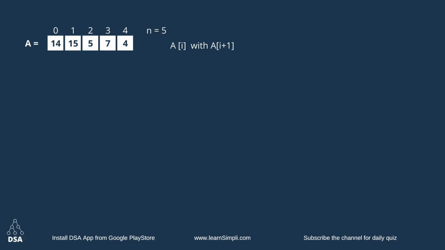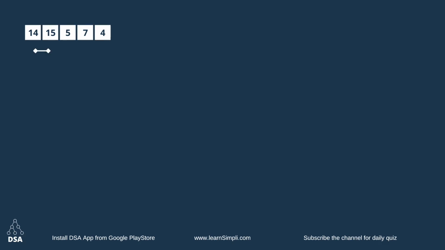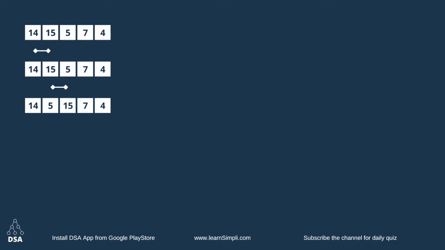Okay. Compare first two elements 14 and 15. They are already in ascending order, so swapping is not required and the array remains the same. Now A1 and A2, those are 15 and 5. These two are not in order, so swapping is required. We will swap 15 with 5. After swapping the array will become 14, 5, 15, 7, 4.